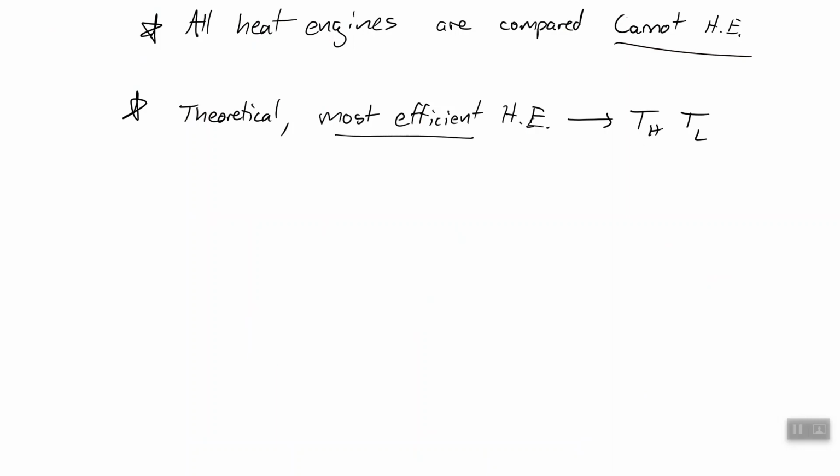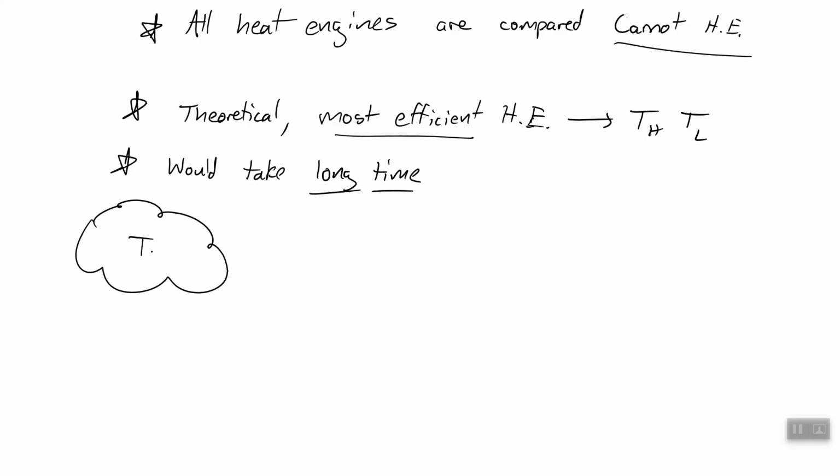Well, for a given TH and TL, a Carnot heat engine has the most efficient performance of all heat engines for those given temperatures. However, it would take a long time in order to do even a single cycle of the Carnot heat engine, which is one reason why we don't build them. You would get almost no power out. But the reason we talk about them is it's a good kind of test to see how good your real engine is by comparing it to this theoretical best engine.